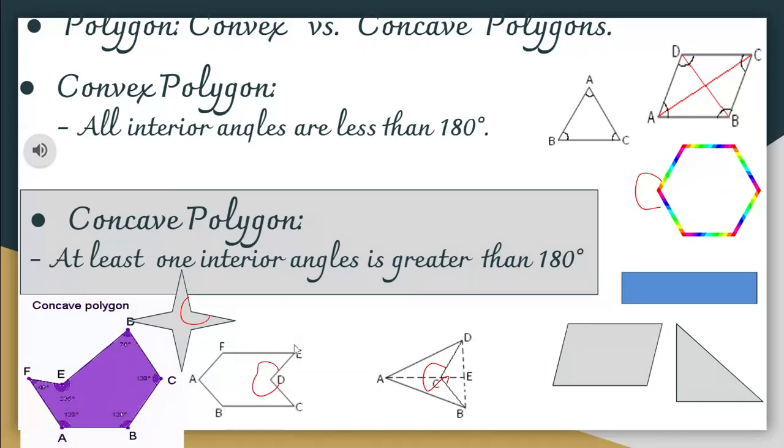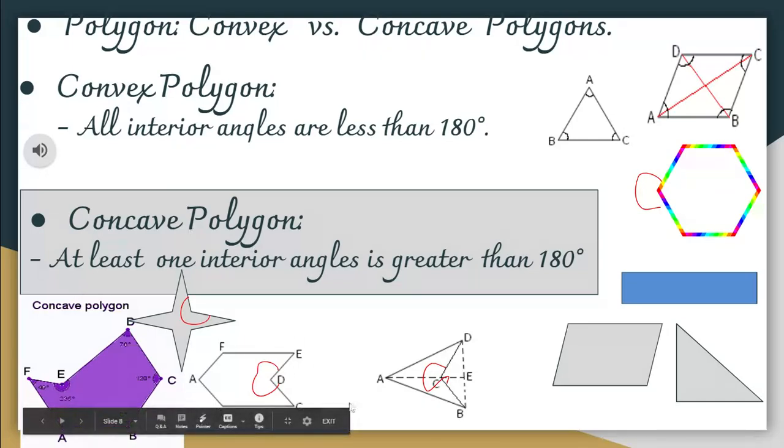So these are the two types of polygons that we come across, convex and concave polygons. Clear? I hope you understood what is a convex polygon and what is a concave polygon. Clear? Okay.